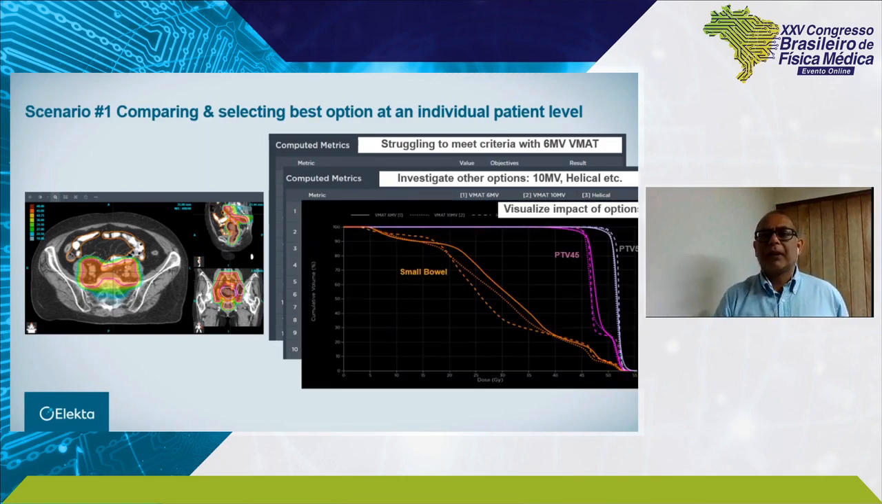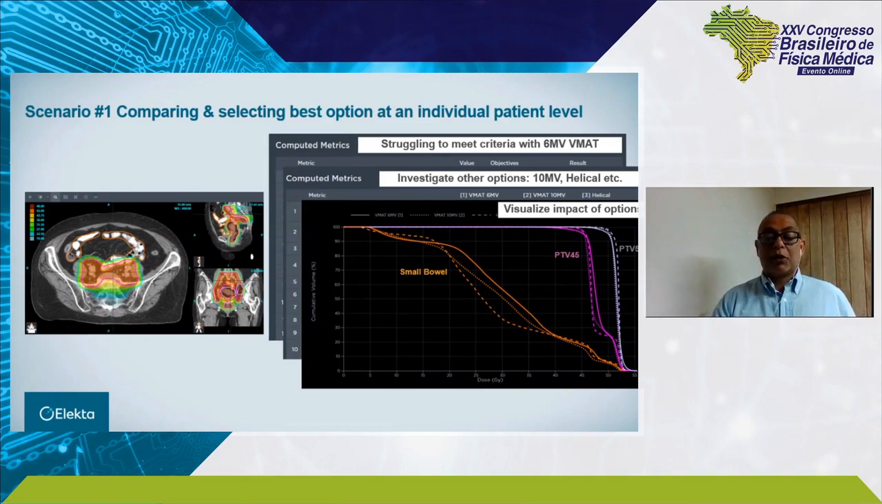You can also look at it not only at a scorecard level, but in all the other usual ways, including dose volume histograms. You can look at the various structures. All of these are fairly straightforward, and in this particular case, on an individual patient level, you get the work done.